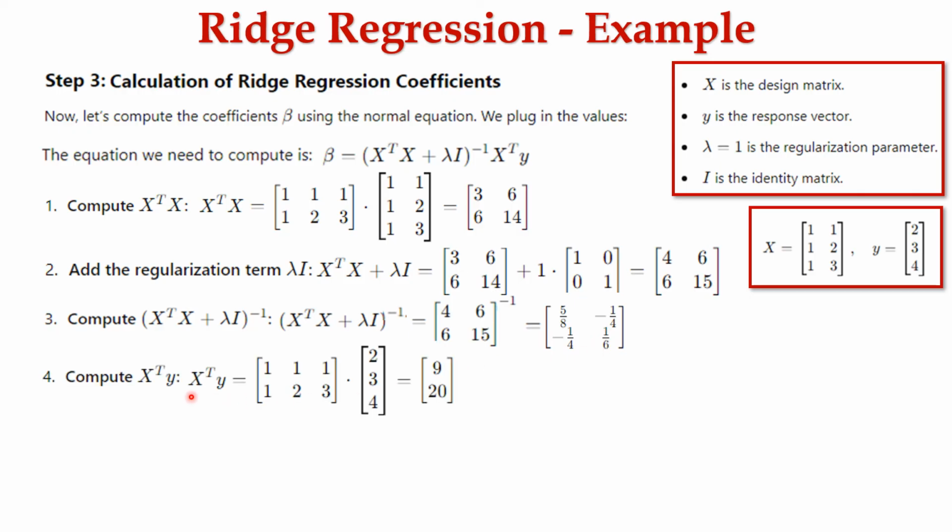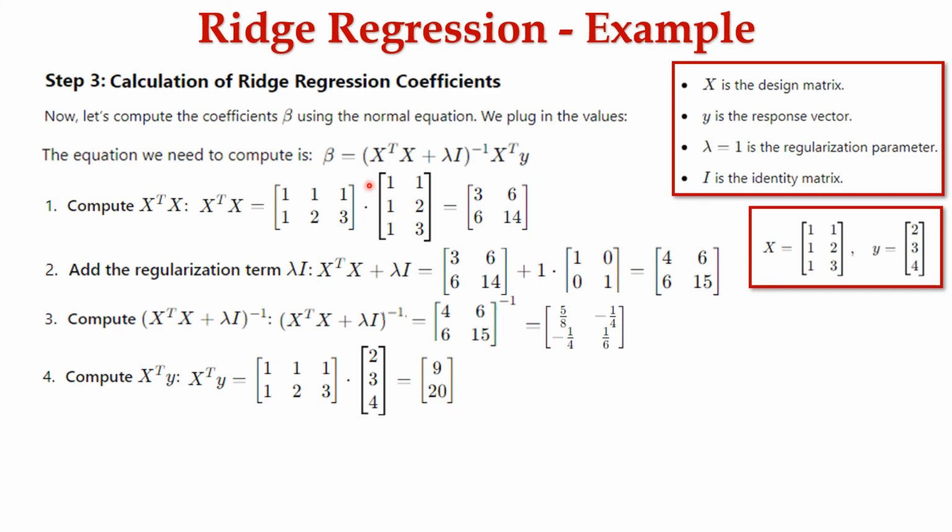Next we need to compute the value for the term X transpose Y. We know the value of X transpose. The value is 1, 1, 1, 1, 2, 3. So we have written it here. The value of Y is nothing but the response vector matrix, that is 2, 3, and 4. So we have written it here. If we multiply these two matrices, we'll get the value as 9, 20.